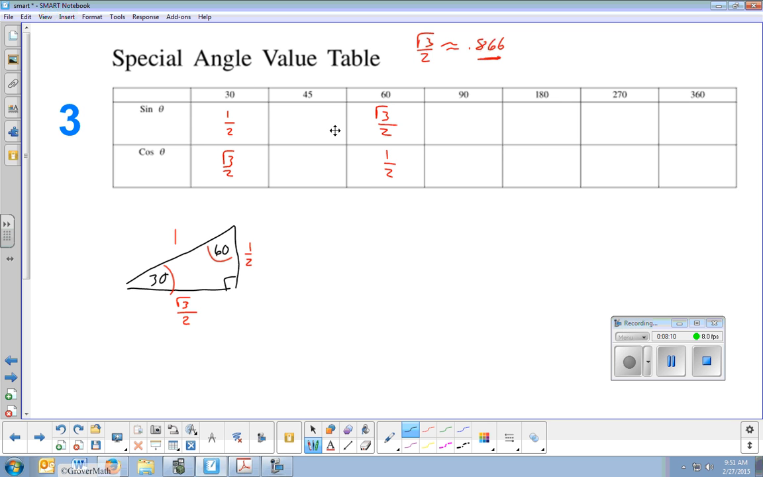The 45, I need to draw another triangle. I need to draw an isosceles right triangle. So 45, 45, 90.